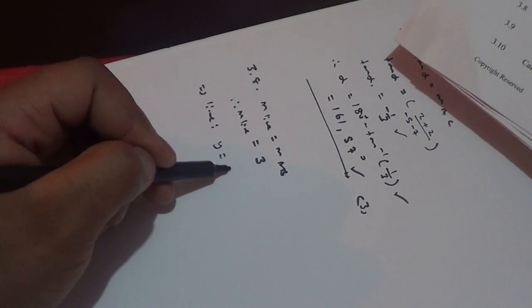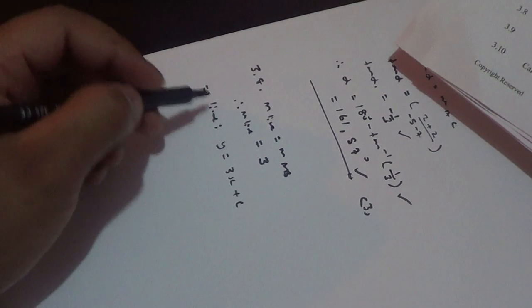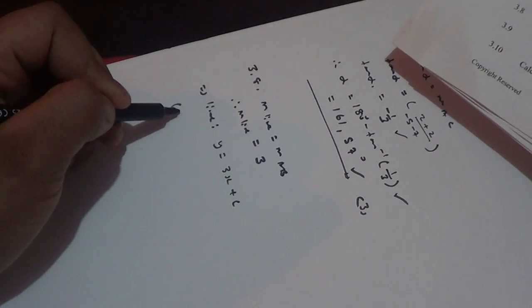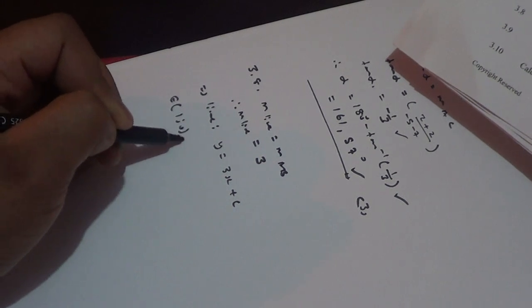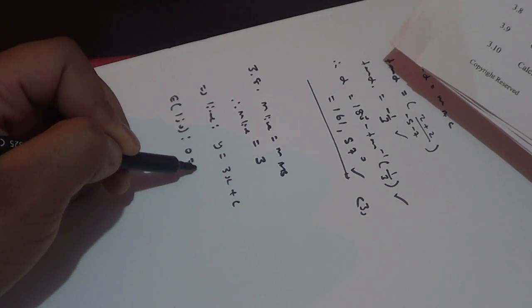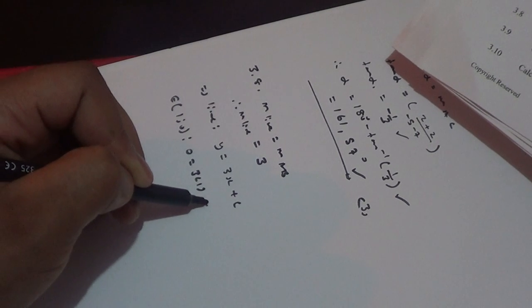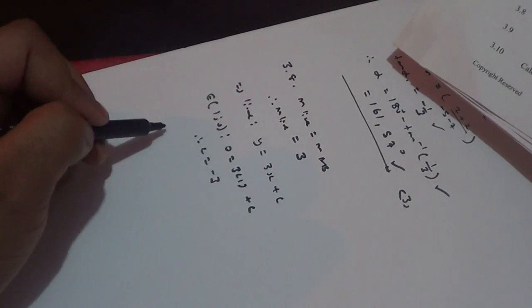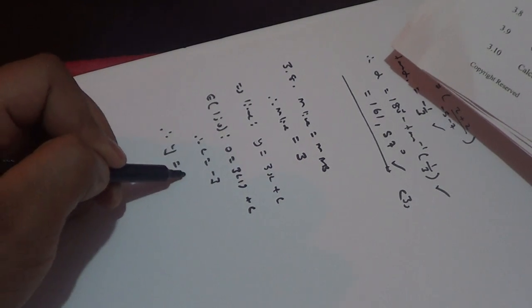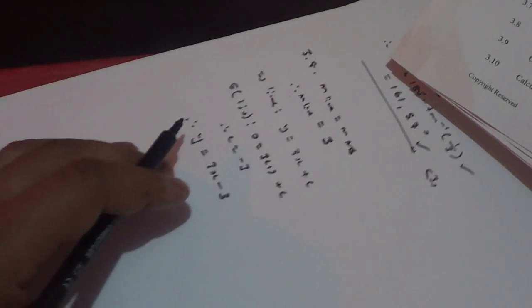So we can say this implies that the line is y equals 3x plus c, then through point E, which is (1; 0), we have 0 equals 3 times 1 plus c. Therefore, our c is going to be minus 3. Therefore, y is going to be 3x minus 3.